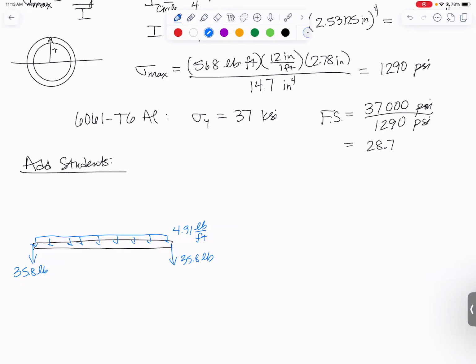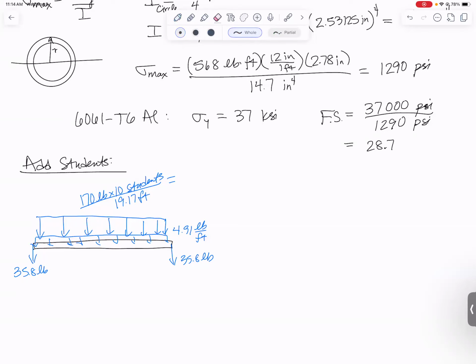Well, we could manually draw a whole bunch of 170-pound forces and mess around with where they were. But I think it's not a bad approximation to just say, those 10 students will create another distributed load. 170 pounds times 10 students divided by the length of the beam. And at this point, I decided to be a little bit approximate to make this all go more quickly. Instead of dividing it by the whole length of the beam, I just said the beam is roughly 19 feet and I left off the 2 inches.